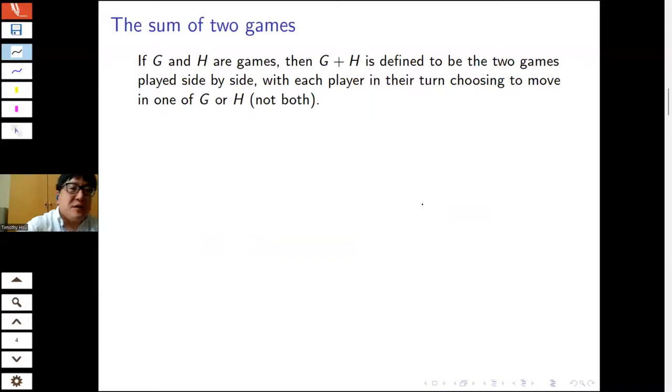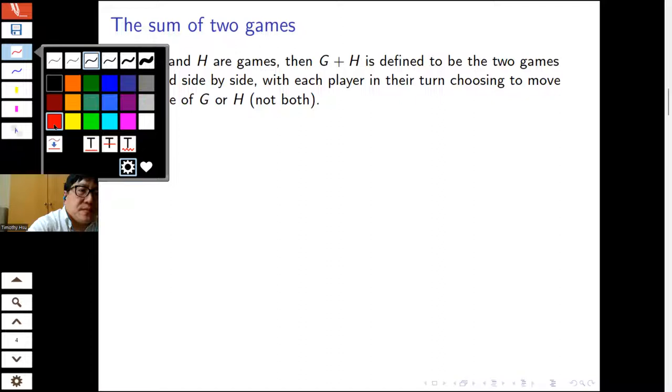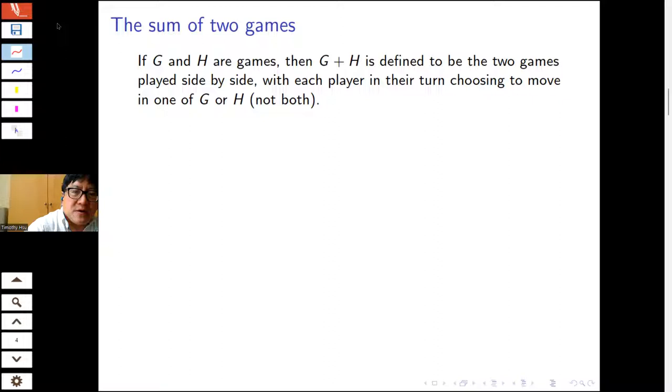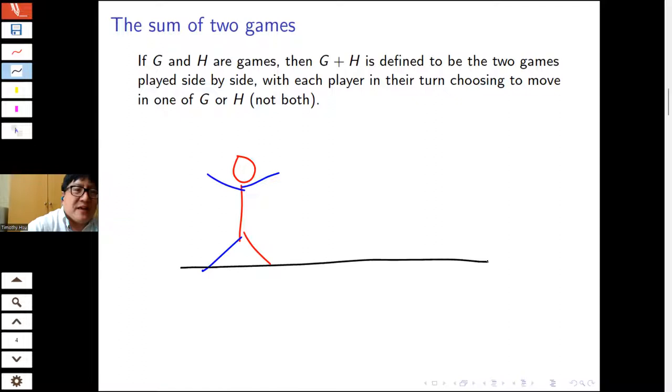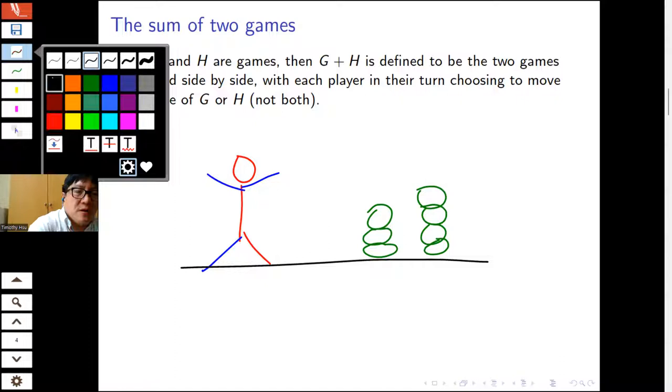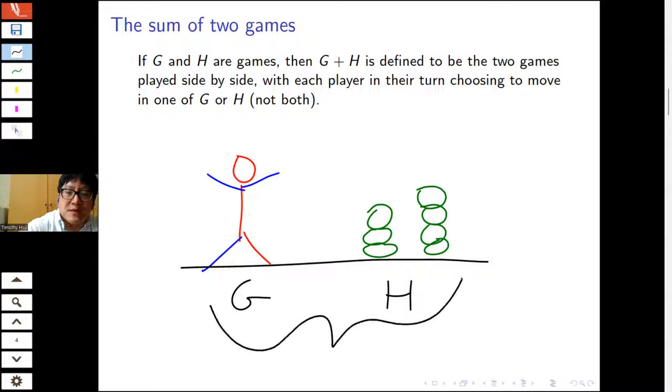So if G and H are games, here are two games. I'll just do a very simple stick figure. There's one game, a game of Hackenbush, and you can mix games. You could, if you like, mix together Hackenbush and NIM. So here's a NIM game. The point is, if this is G, and this is H, then the two games played together, G plus H, that's the definition of G plus H.